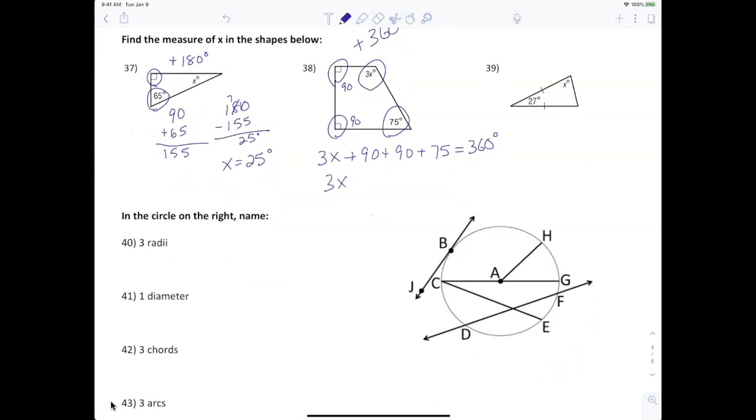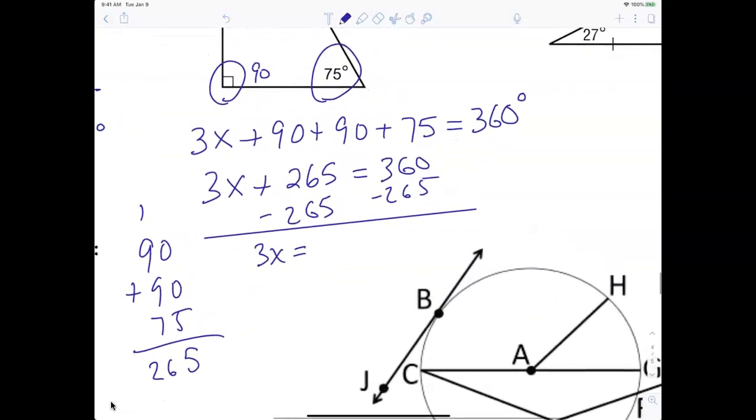So now 3x plus, we have to add 90 plus 90 plus 75. So 10, 19, so 265 equals 360. Now from here, Maddie Mack, we have to subtract 265. Yeah, exactly. Alright, so 3x is equal to, now when I do the subtraction, this becomes a 5, 10, 2, 15, 95. Okay?